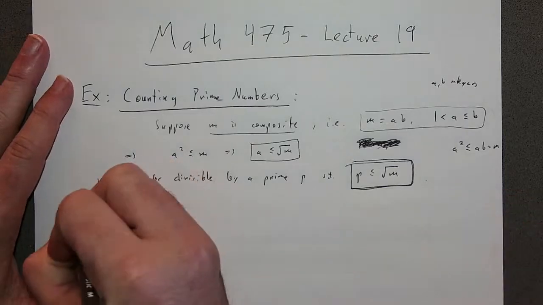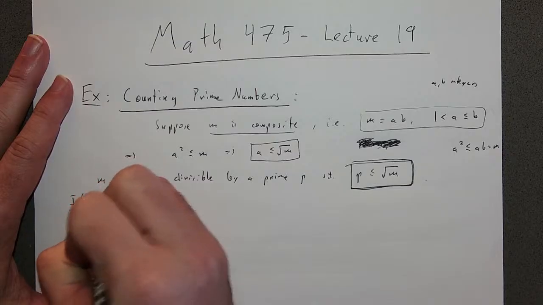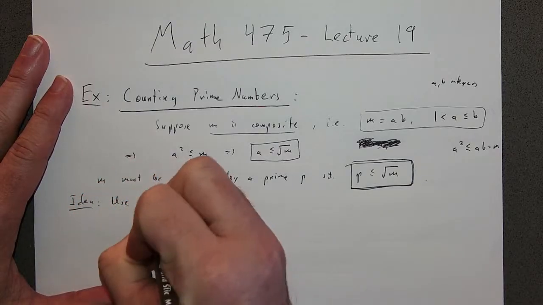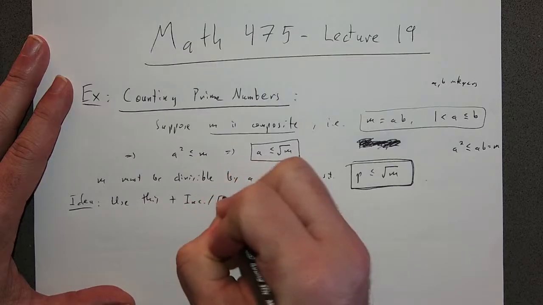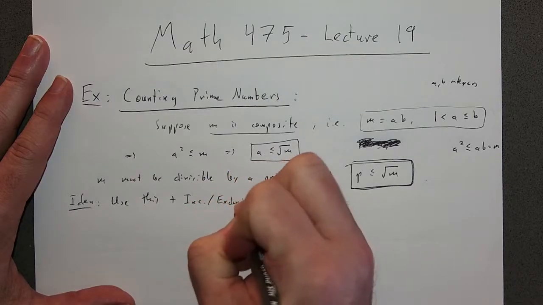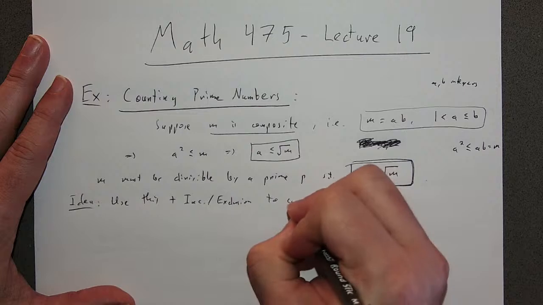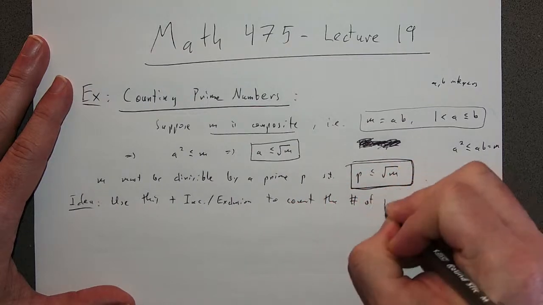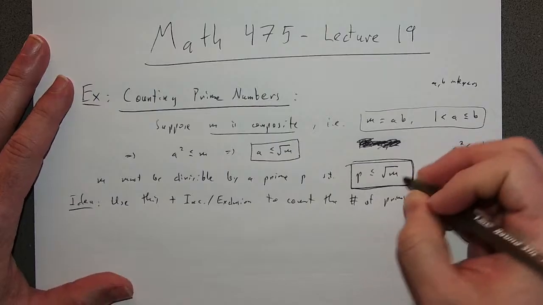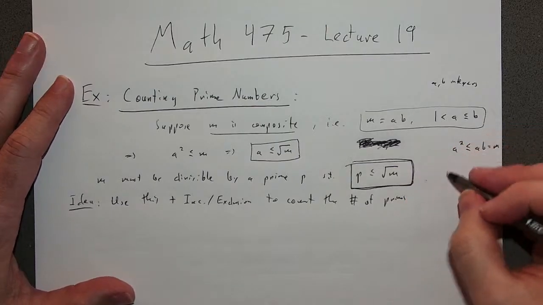So the idea: use this plus inclusion-exclusion to count the number of primes between 1 and a given positive integer n.